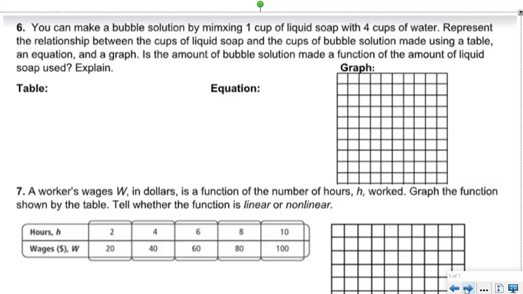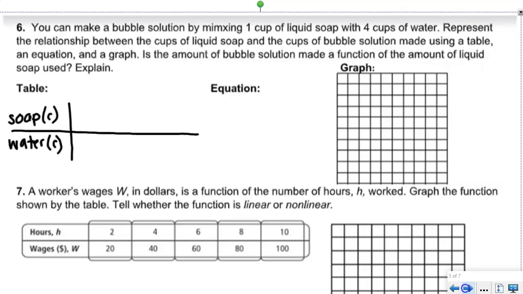In number 6, you have to create your own table. So I put these together up here because I want to use number 7 and that nice table that they created as an example. So I'm analyzing what 2 quantities are being related in my table. So I have soap, and that's cups, and water, also measured in cups.